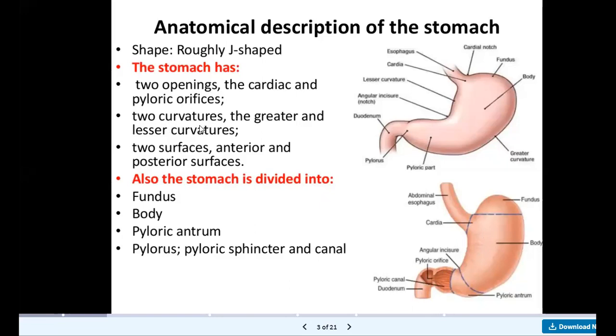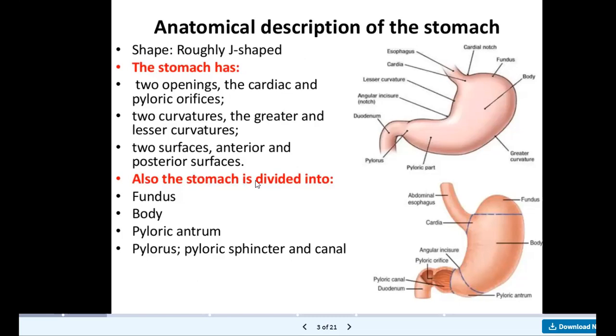And then the stomach has two curvatures, the greater curvature, which is this great one, and then this here, the lesser curvature. The lesser curvature is smaller than the greater curvature. These are the two curvatures of the stomach. And then we have two surfaces, the anterior surface and the posterior surface. The part of the stomach that you can see is the anterior surface. Behind it, you have the posterior surface, which we cannot see in this diagram because it's located posteriorly.